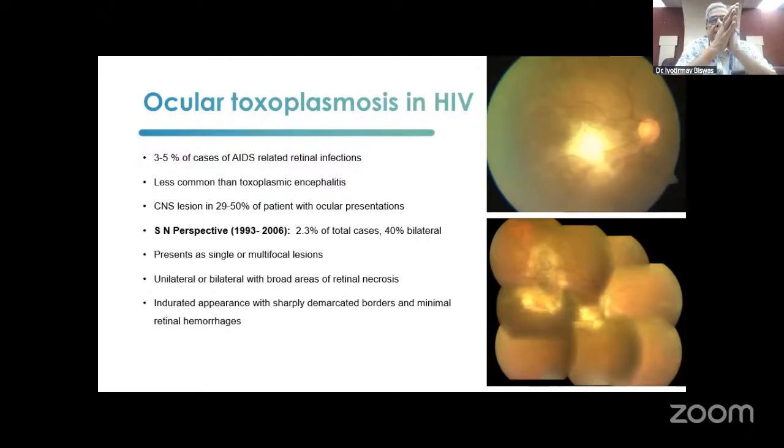But this was one of the cases which I've seen, and you can see that the lesions are much larger than what you see in immunocompetent patients, and they can be bilateral also. The individual appearance shows simple demarcated borders, and minimal retinal hemorrhages are seen.